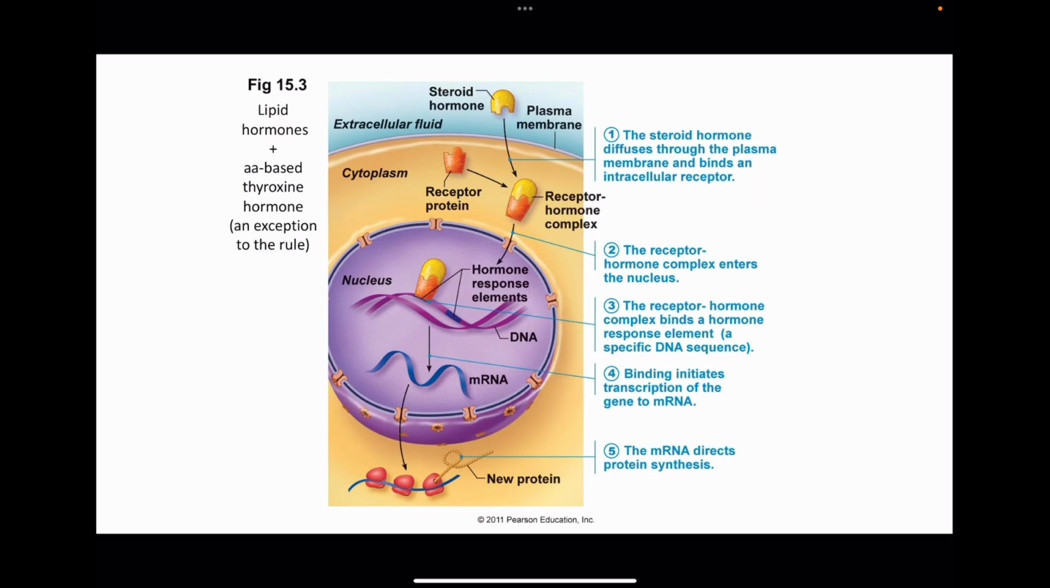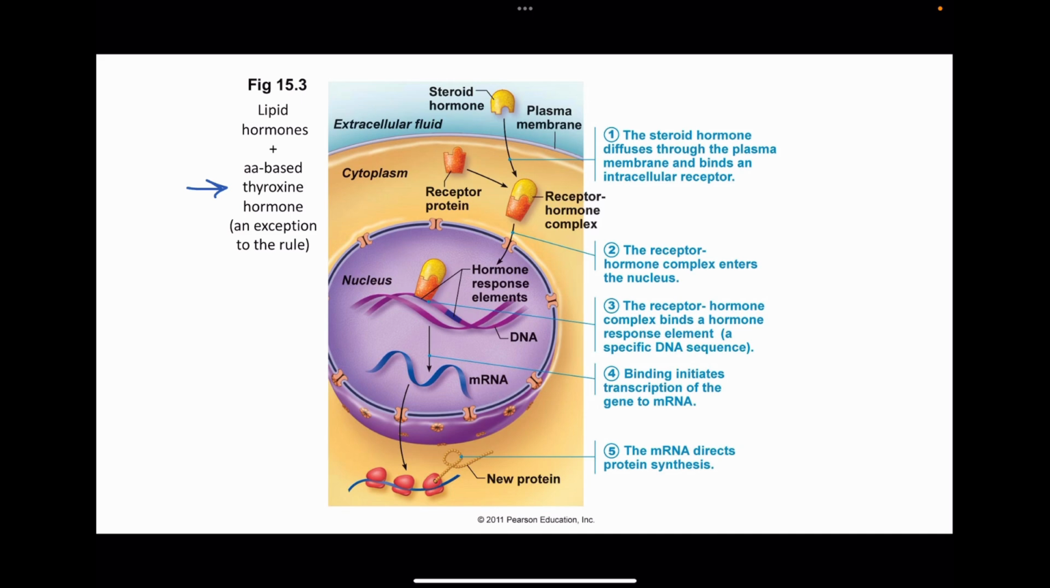All right, so lipid-based hormones. So this is going to be the case for lipid-based hormones as well as that thyroid hormone that I talked to you about. Because it's made from a single amino acid, very small, it's going to be able to cross the plasma membrane, unlike the other types. Okay? So lipid-based hormones plus thyroxine, or you can call it thyroid hormone, which is an exception to our rule. They are going to use this method.